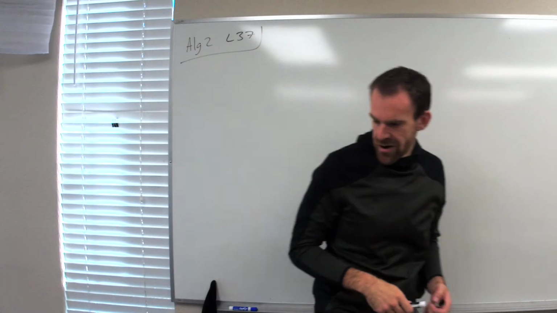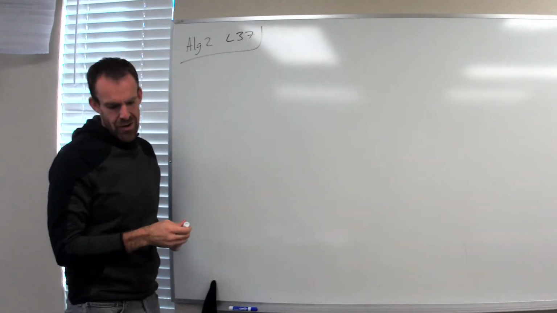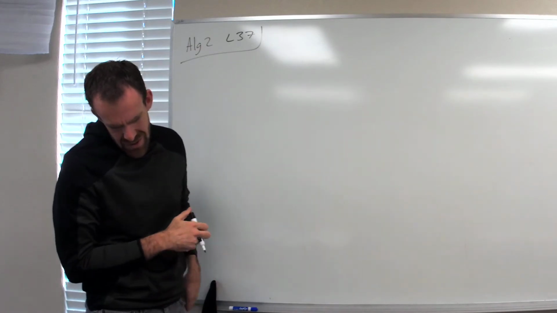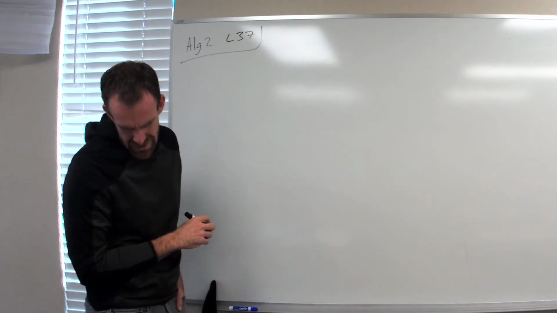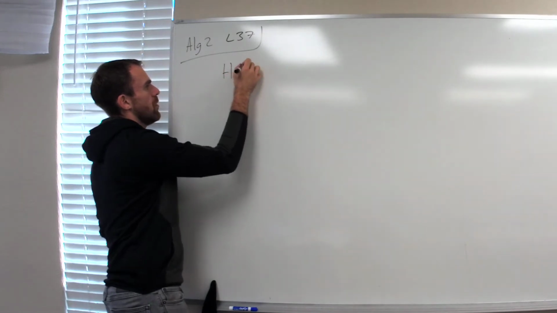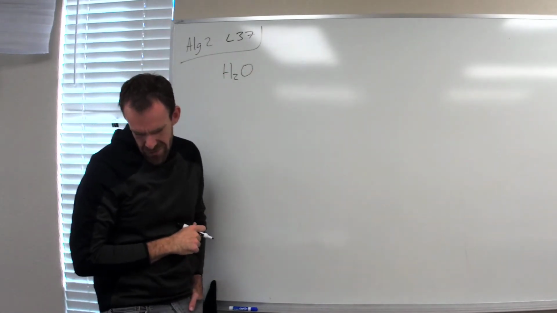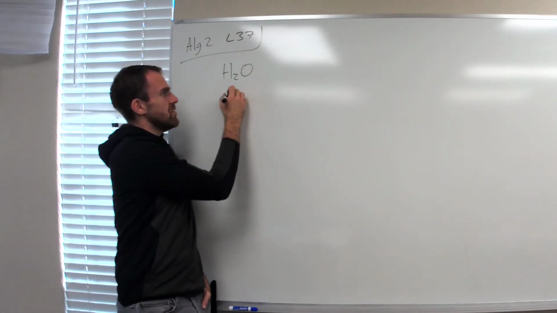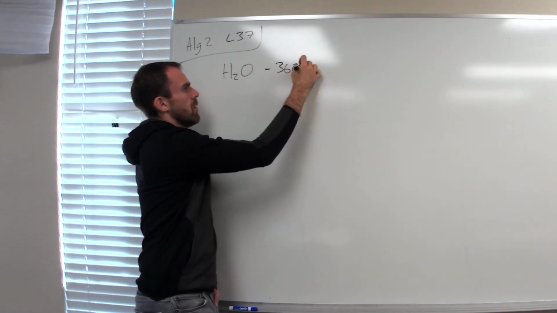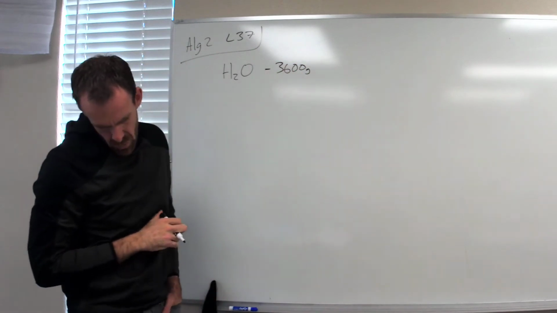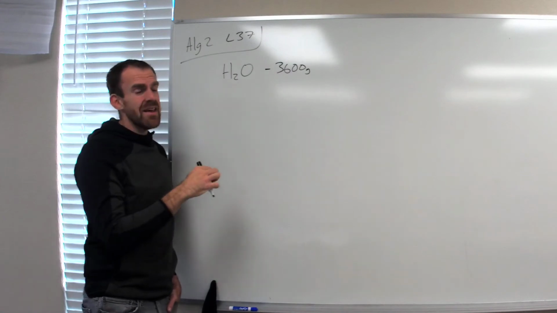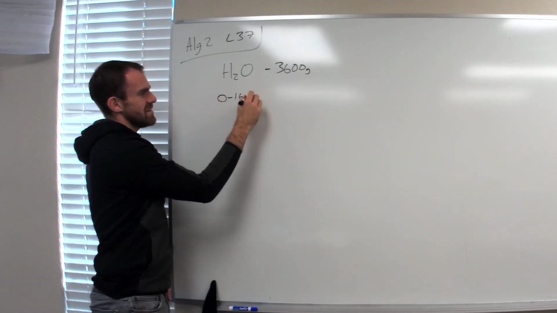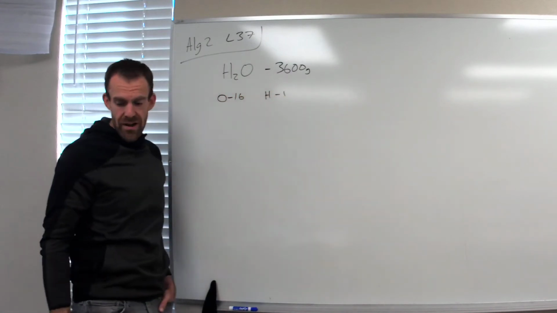Today we are going to cover chemical compounds and parallelograms. So, the question is, the chemical formula for water is H2O. If we have 3,600 grams of water, what is the weight of the oxygen? And then they give us that oxygen normally weighs 16 and hydrogen normally weighs 1.